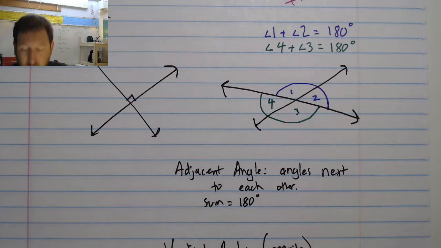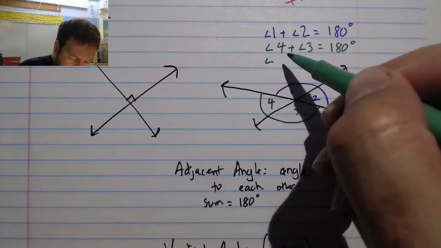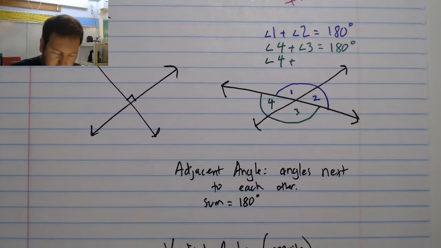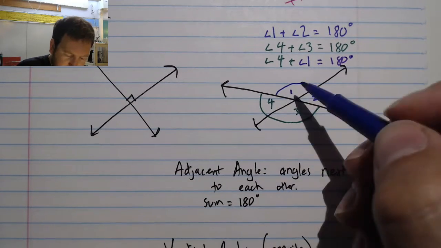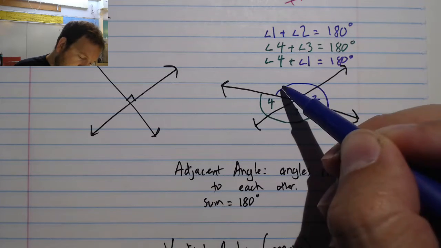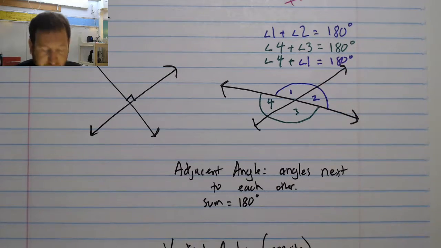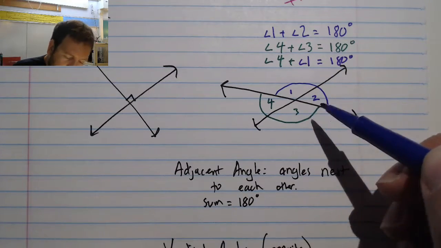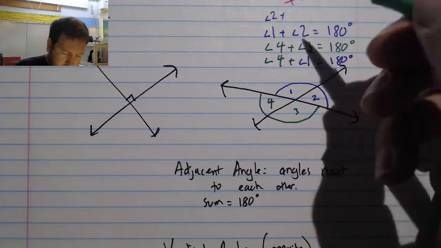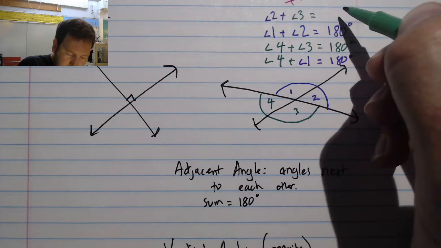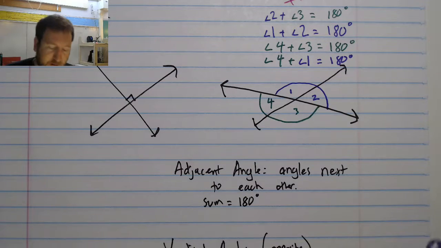Now, however, I can also write it like this. I can write that angle 4 plus angle 1 equals 180 degrees, because I can see that these two here are both along this line, and I can look at it sideways. I can also write my last one. Now I should have left more space, but I'll go above, and I can say that angle 2 and 3 equal 180 degrees.